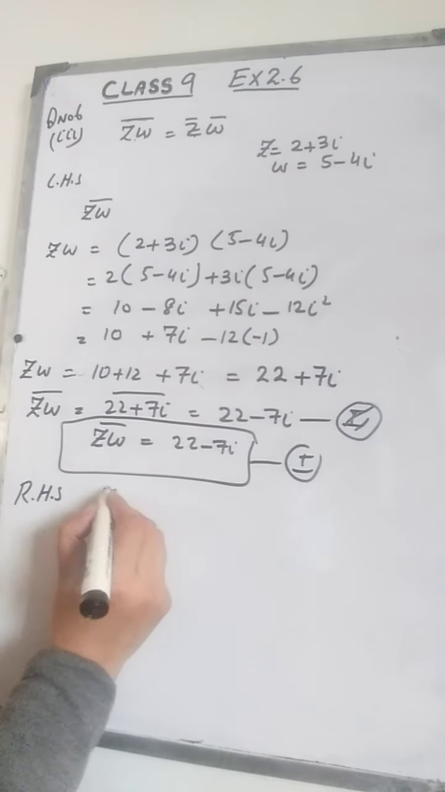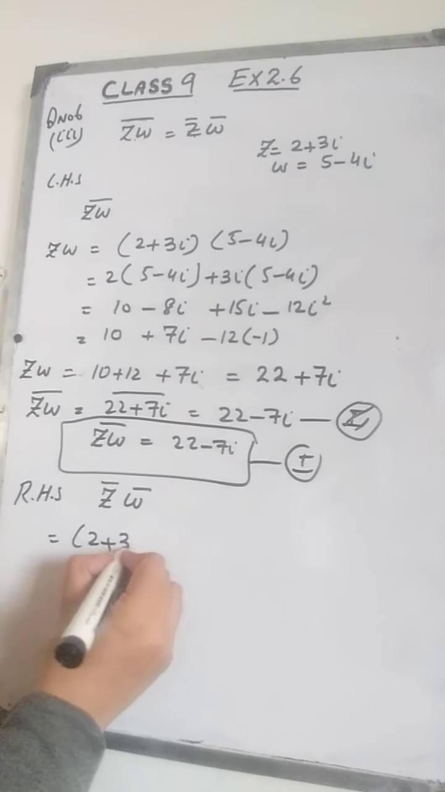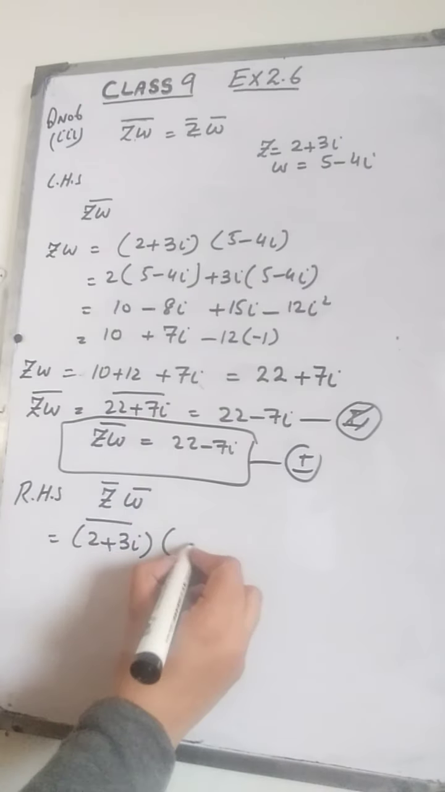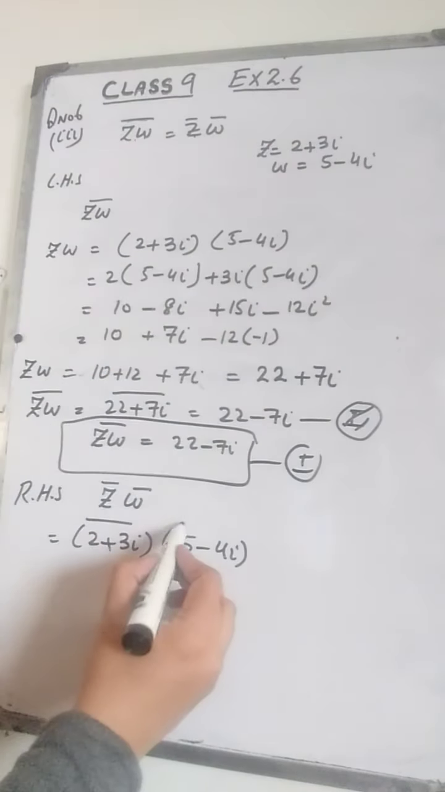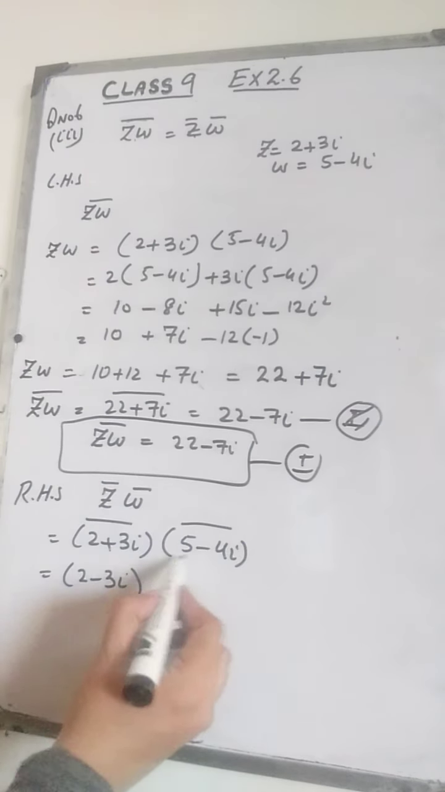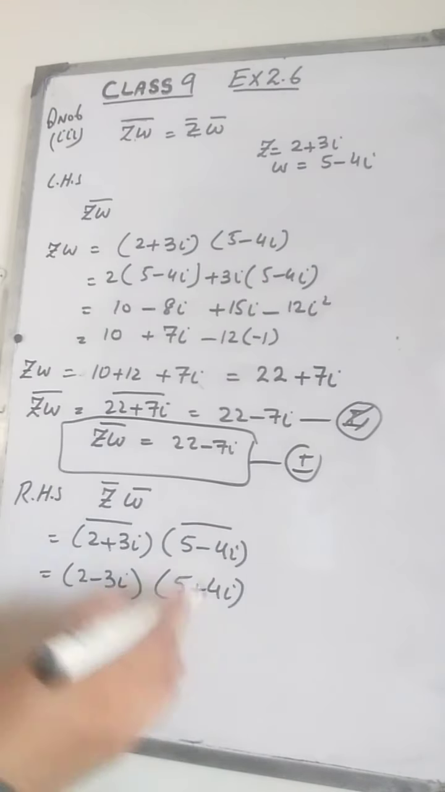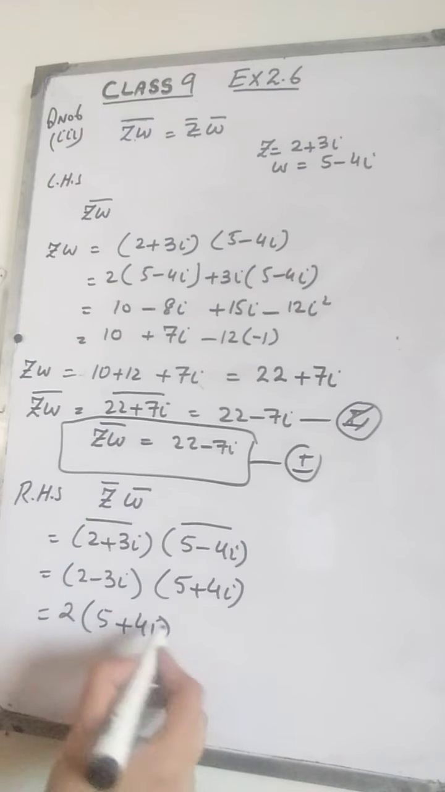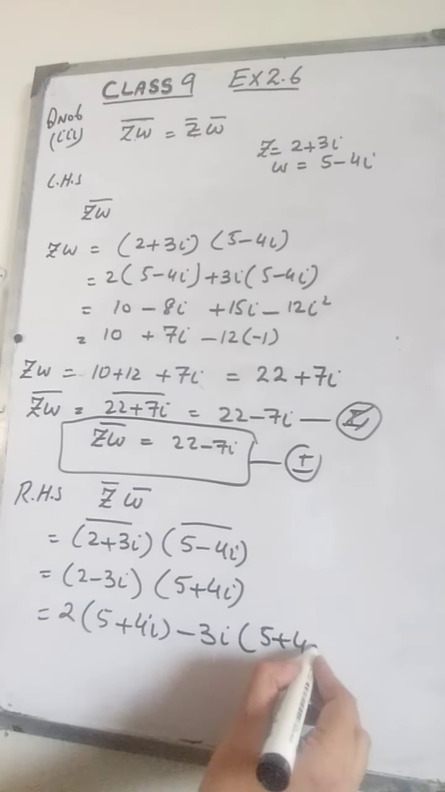what we have is z bar into omega bar. Z bar will be the conjugate of 2 plus 3 iota, and w bar means the conjugate of 5 minus 4 iota. These are given in the question. So 2 plus 3 iota conjugate will be 2 minus 3 iota, and 5 minus 4 iota conjugate will be 5 plus 4 iota. So multiplying these two as we did before, this will be 2 minus 3 iota into 5 plus 4 iota.